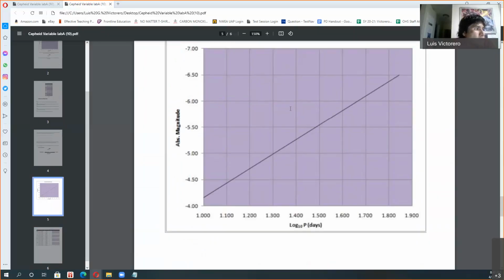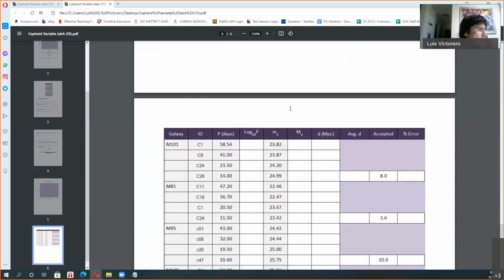Now, I want to show you one example. And so far, this is a non-Stellarium lab. You don't need Stellarium for this lab. All that data is given here. M101 is a very far galaxy. We measure the distance in megaparsecs, which is 1,000,000 parsecs. The accepted distance is 8. You are going to find the average based on 4 measurements. These are the Cepheid variables that you use. This is the period.